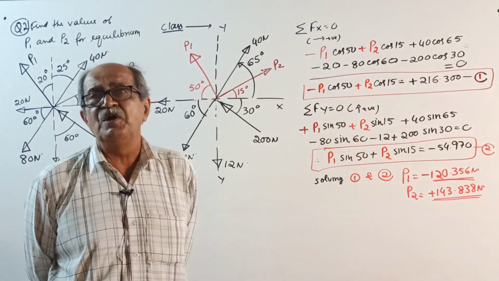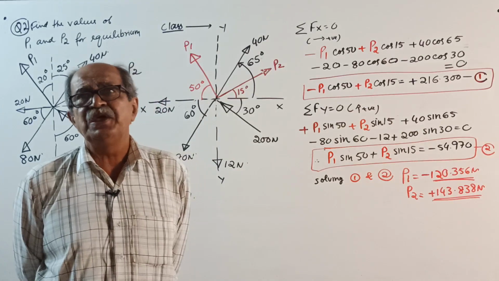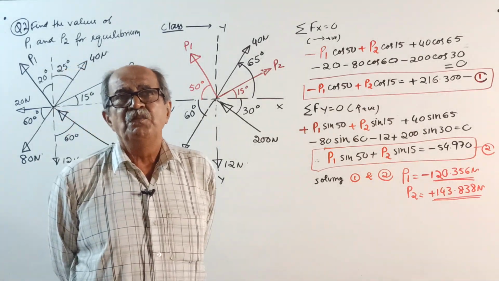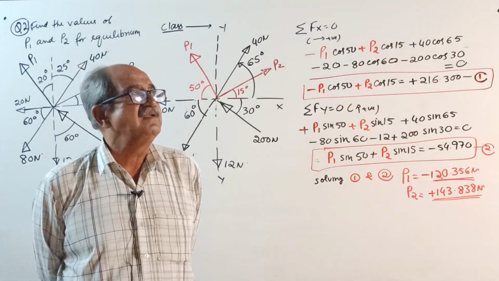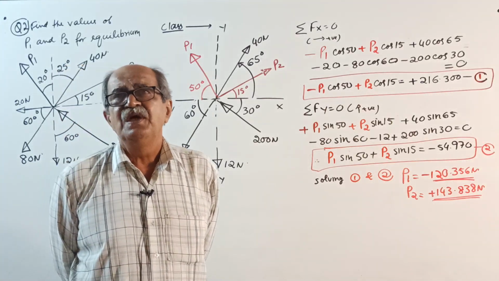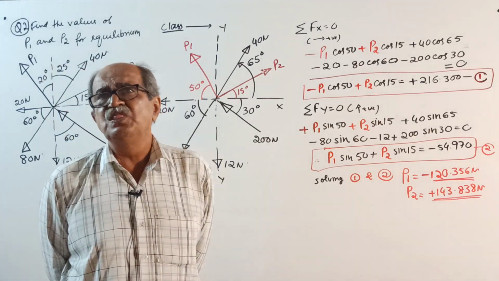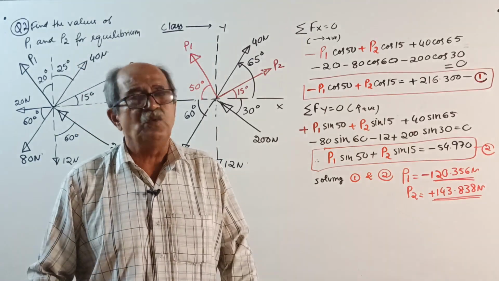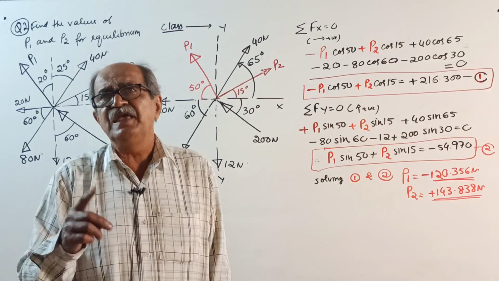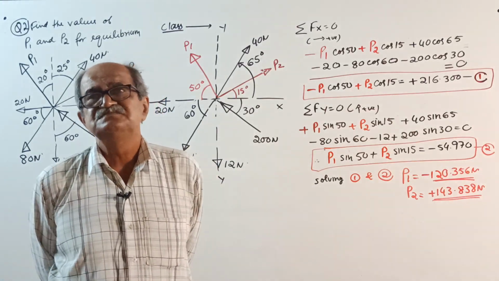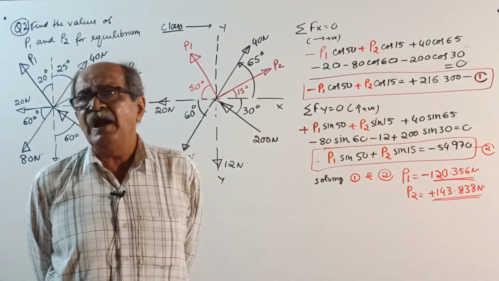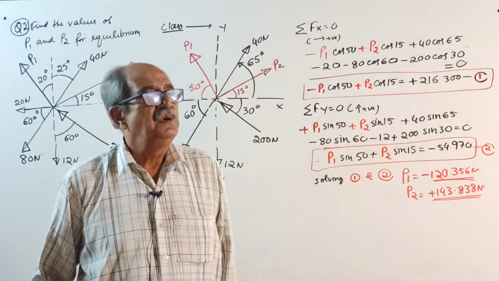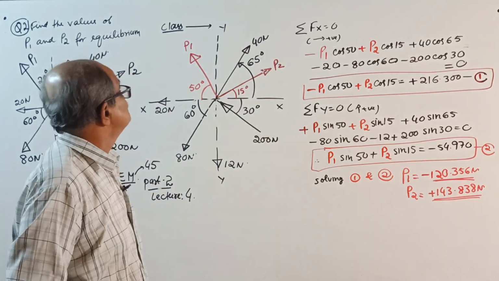If you remember, not P1 and P2, I told P and Q, I think, most probably. Both the values came positive there. That means the directions given for the unknowns P and Q were correct. Also, only 3 forces were given, P, Q and one more force, so we also solved it by Lami's theorem. But now take a general question.